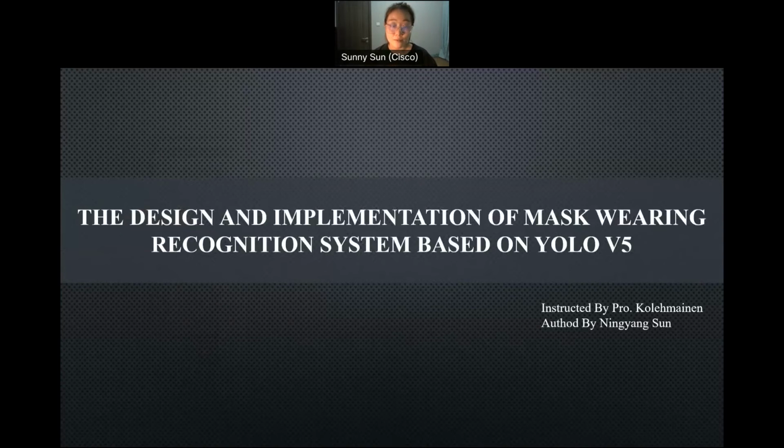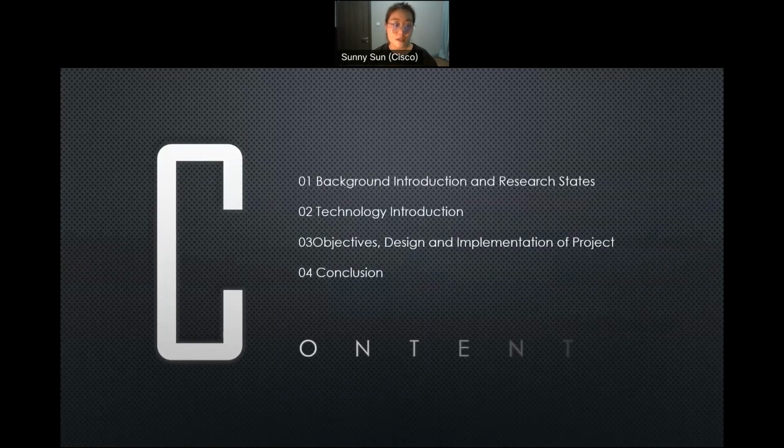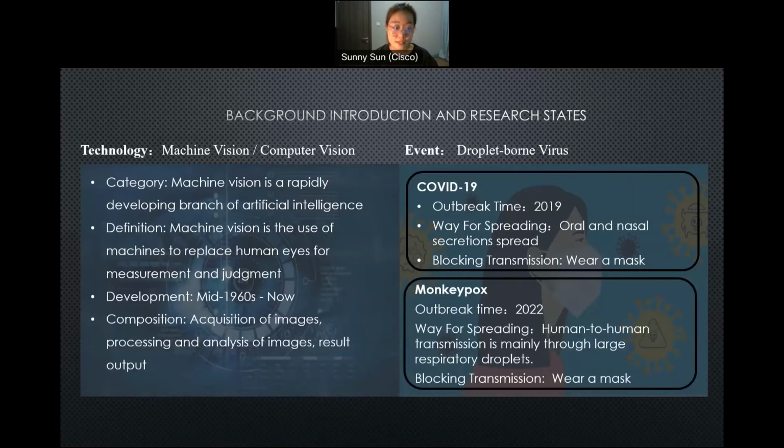The topic of my presentation is the design and implementation of a mask-wearing recognition system based on YOLO 5. I will present my results from 4 aspects: background, introduction and related research status, technology introduction, objective design and implementation of the project, and then the conclusion. The first thing I want to show is the introduction and background of the project.